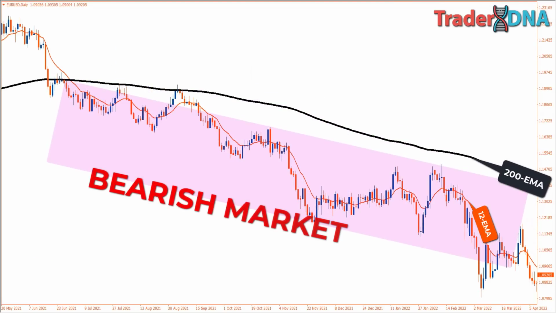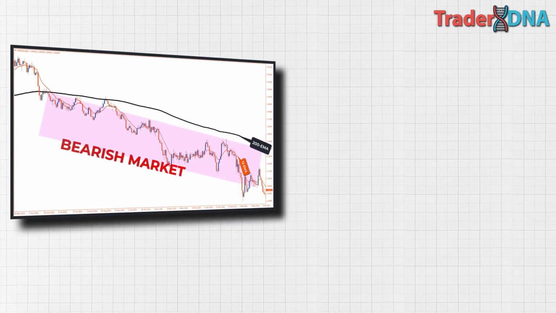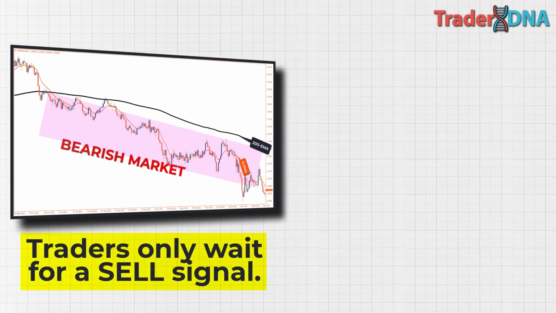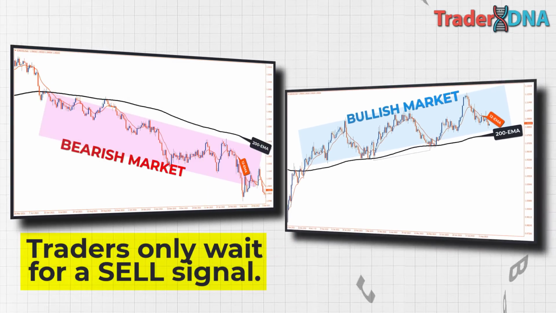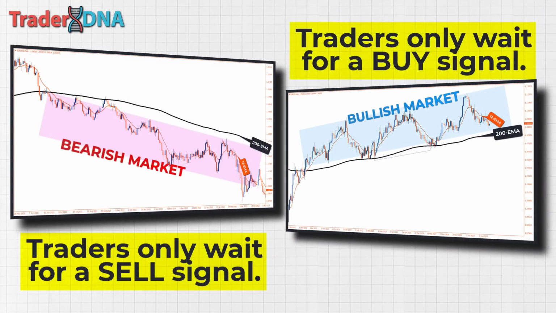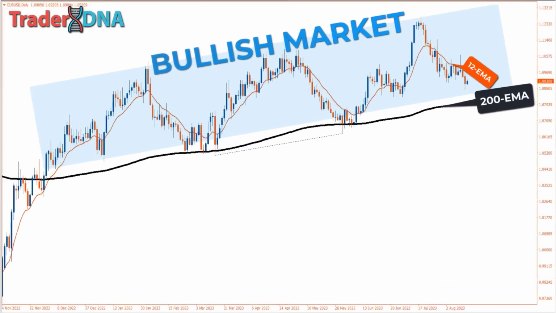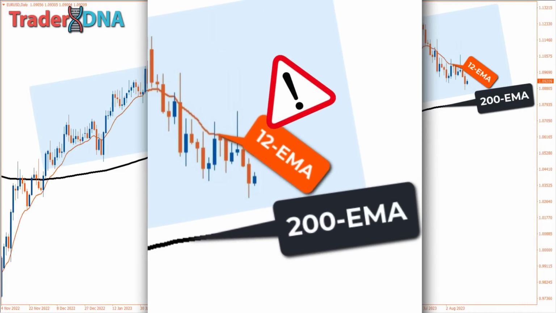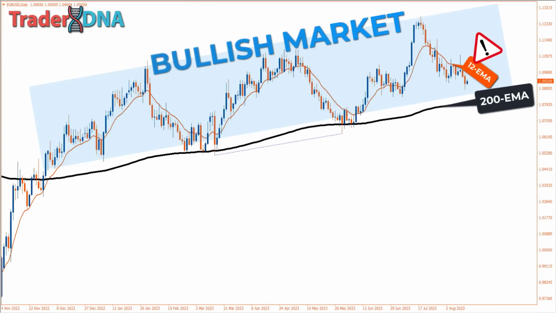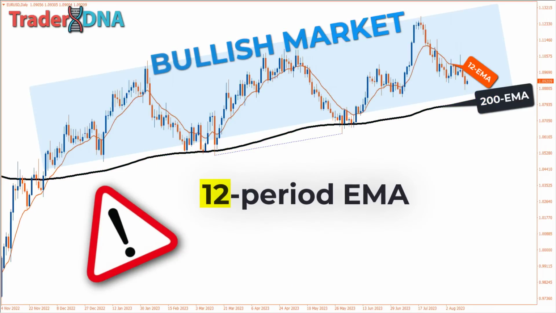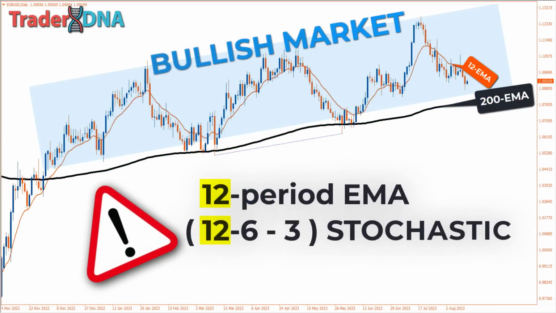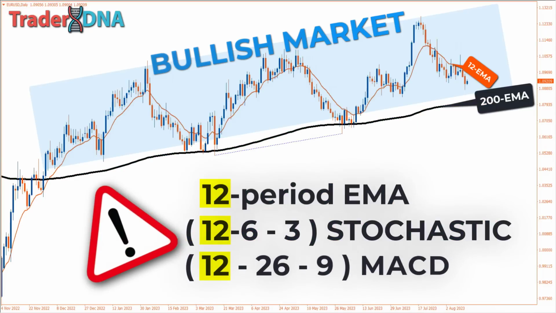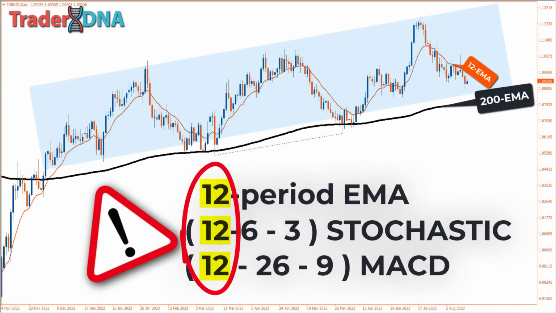Hence, in this trading strategy, if the market stays below the 200 period EMA, traders patiently await a sell signal. Similarly, if the price resides above the 200 period EMA, traders wait for a buy signal. To reinforce this, we incorporate the 12 period EMA as a secondary validation. The 12 period EMA holds significant importance as it evaluates the 12 period price data within the market. Similar to how MACD and stochastic oscillators utilize a 12 period dataset, we rely on the 12 period EMA to confirm that the signals align with the correct direction and momentum.